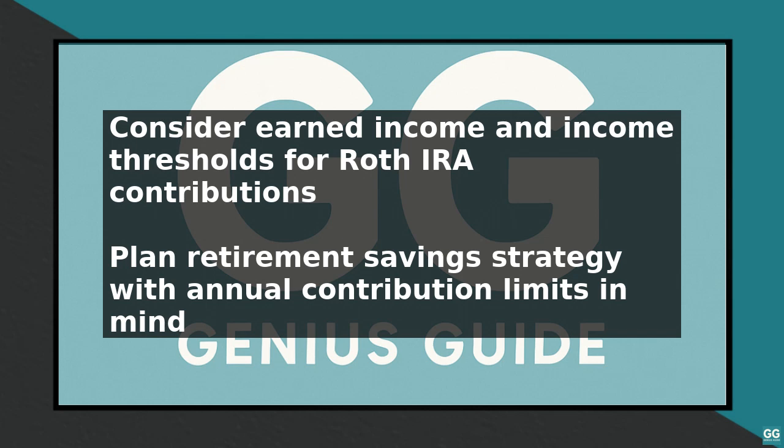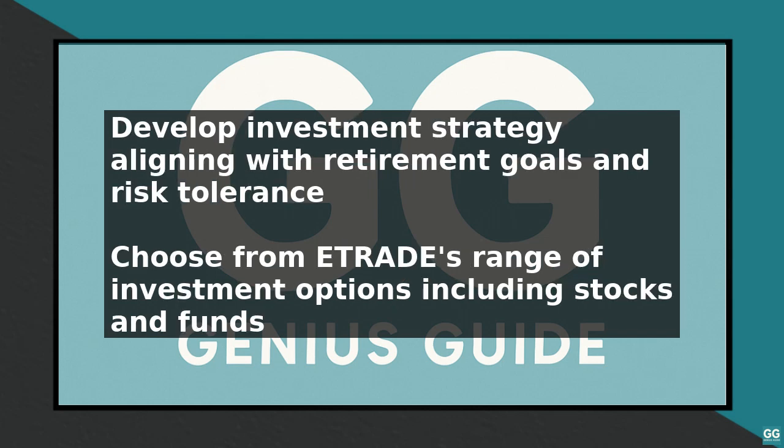Diversification and asset allocation. Diversification and asset allocation are critical components of a successful investment strategy. By spreading your investments across different asset classes, you can reduce risk and increase potential returns. E-TRADE provides a variety of tools and resources to help you create a diversified portfolio and manage your asset allocation.